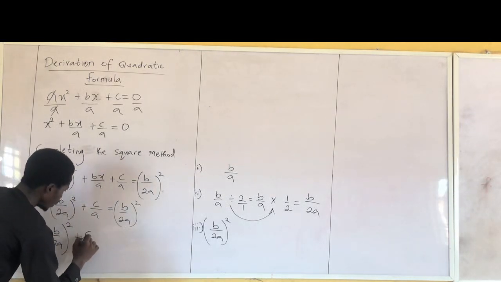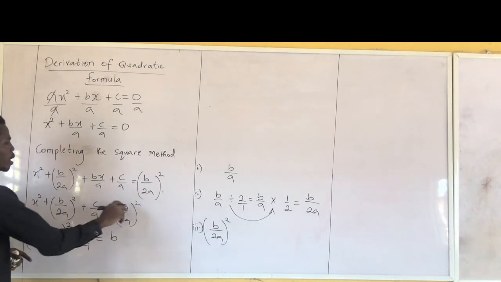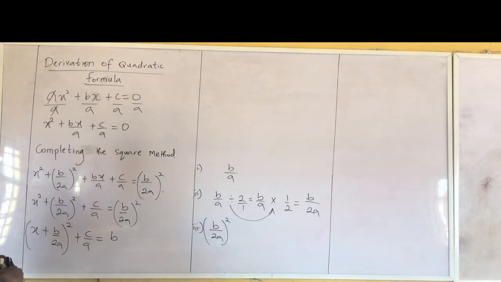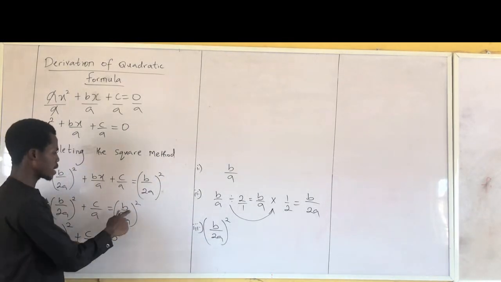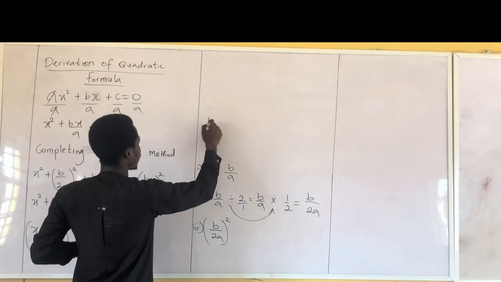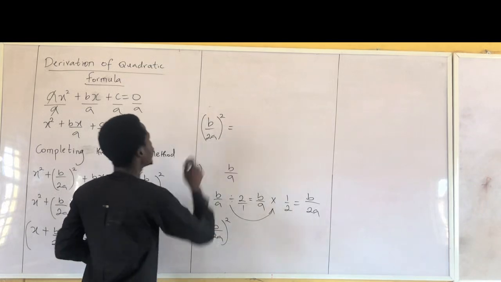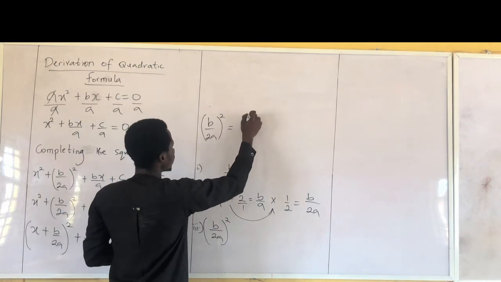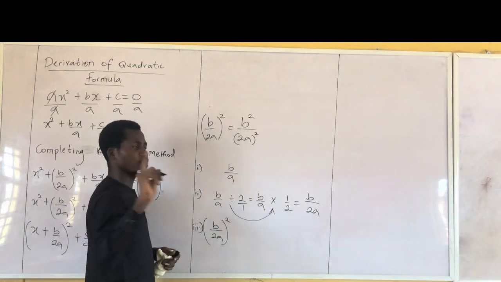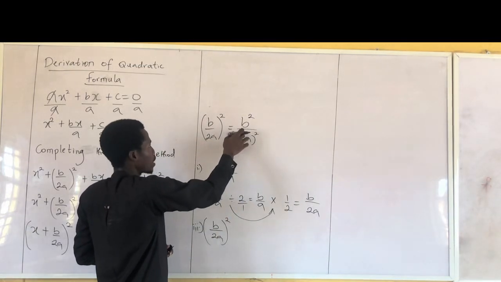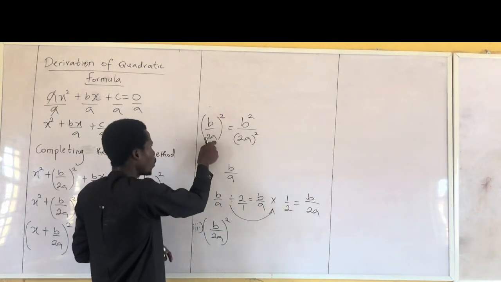plus c over a equals b. Now we can actually simplify this. Yes or yes? The square of b. Do you know that this is still the same thing as saying b over 2a all raised to power 2 still means b raised to power 2 over 2a raised to power 2. Don't make the mistake of just putting this 2 as the power of 2 alone, or this 2 as the power of a alone. This power is for both the 2a.